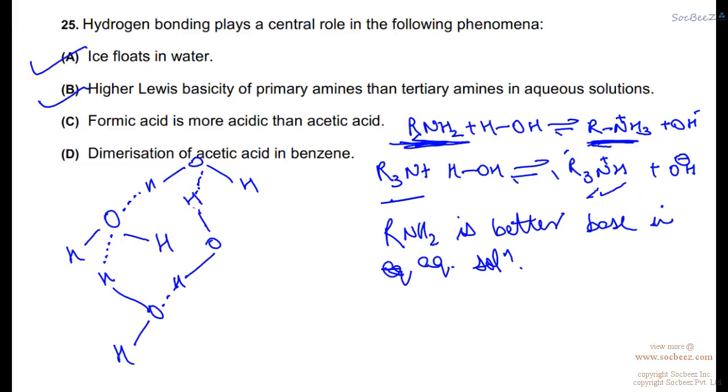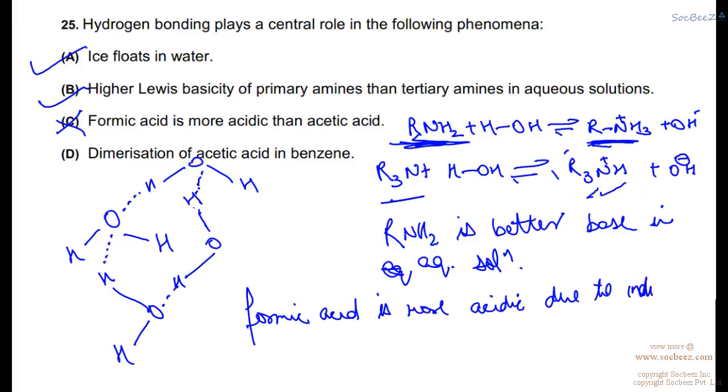Formic acid is more acidic than acetic acid. Yeah, we know that formic acid is more acidic than acetic acid, but that is due to inductive effect and not hydrogen bonding. Therefore, option C is the incorrect option. Okay, so option C is the incorrect option.